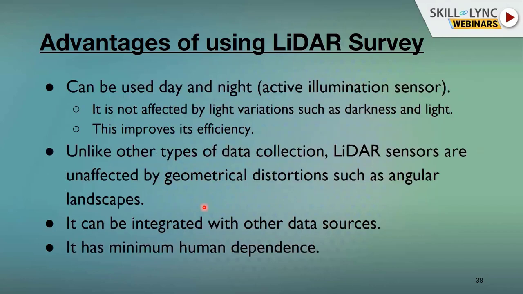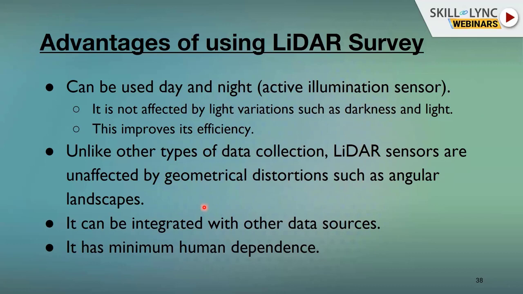And it can be used day and night because this technology uses an active sensor, so it does not record the sunlight, as you know. It is not affected by light variations such as darkness and light. Yes, obviously, we cannot go for the LiDAR survey at night time where natural light is not there.